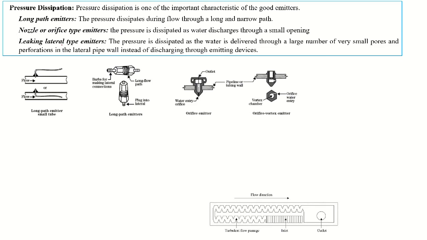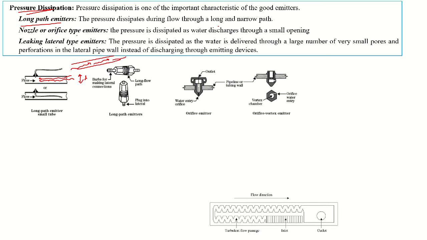Now, another classification: the emitters are also classified based on the pressure dissipation. First, the long path emitters. See here, the length of this emitter is very long, so the flow in this emitter is laminar, simple flow. This type of pressure dissipation is due to the long path. The narrow depth, meaning the diameter of this emitter is very small and its length is longer, so that the pressure is dissipated throughout this length.